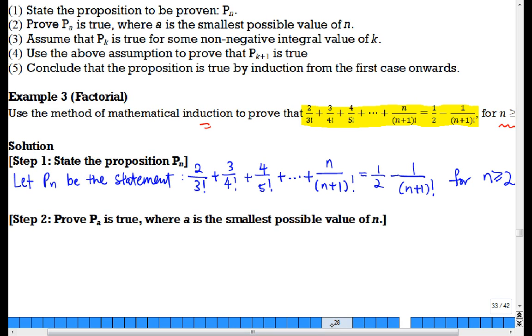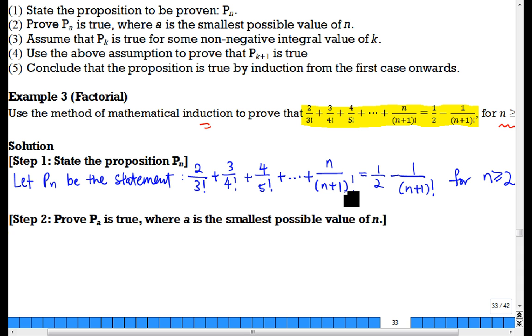Actually someone asked, why need to write this again? Yes, this statement is just to define Pn, so that later on when we say P(k+1), we don't need to repeat this whole thing all over again. Because if this is Pn, Pk means replace the n with k, that's all. You know what I'm saying? To save us a bit of writing later on.